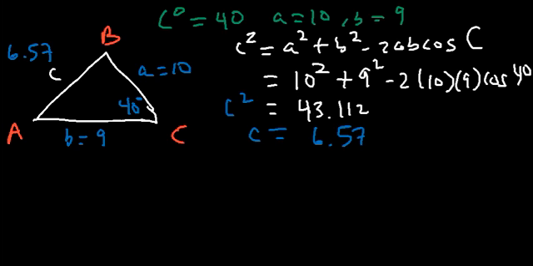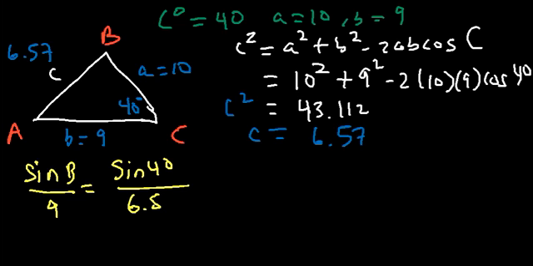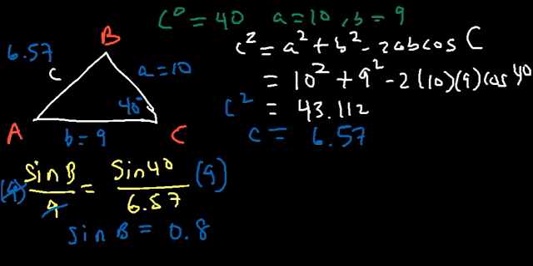So now let's solve for angle B. Now we can use law of sines. So sine of angle B divided by 9 is equal to sine of 40 divided by 6.57. Let's multiply both sides by 9. So sine of angle B is therefore equal to 0.8805. So B is equal to the inverse sine of that answer. So angle B is 61.71.